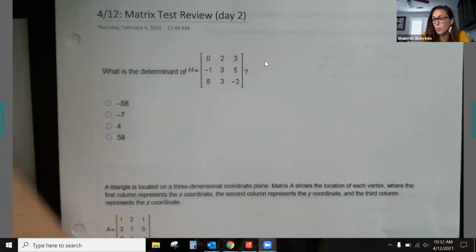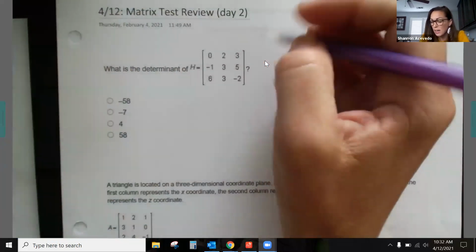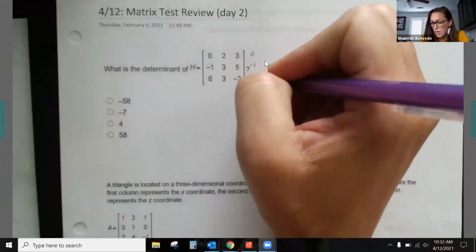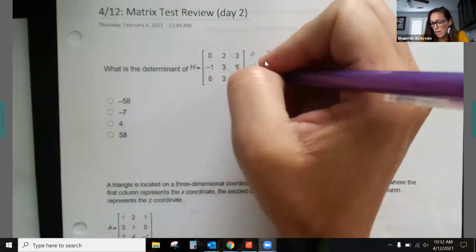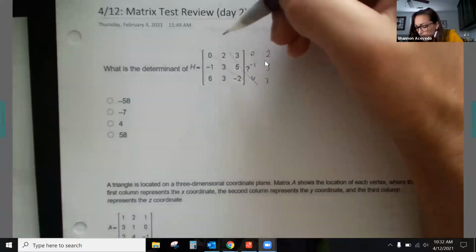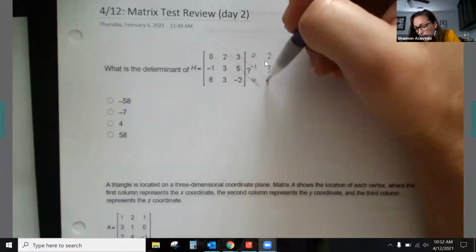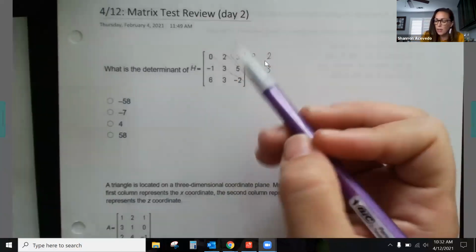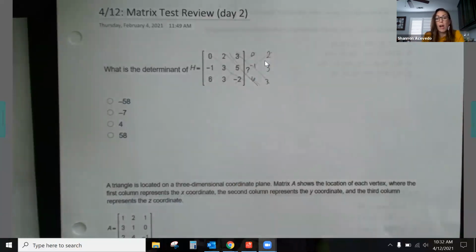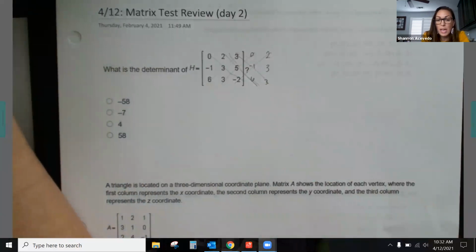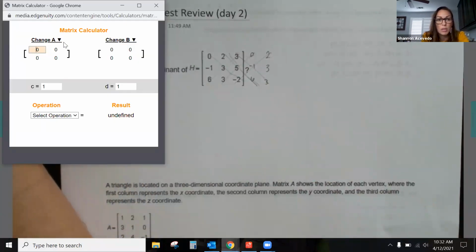It is a 3 by 3. So we could do this by hand where we add our extra rows and multiply our diagonals. Every diagonal going this direction, we add together, and our diagonals going this direction, we subtract. Most of you probably won't do that because you can just put it in your calculator.